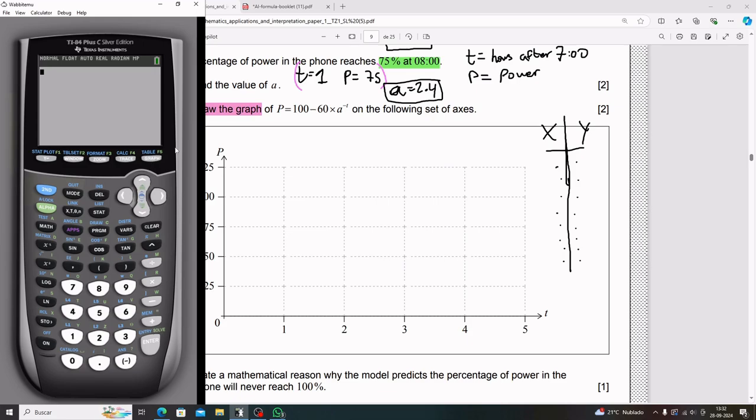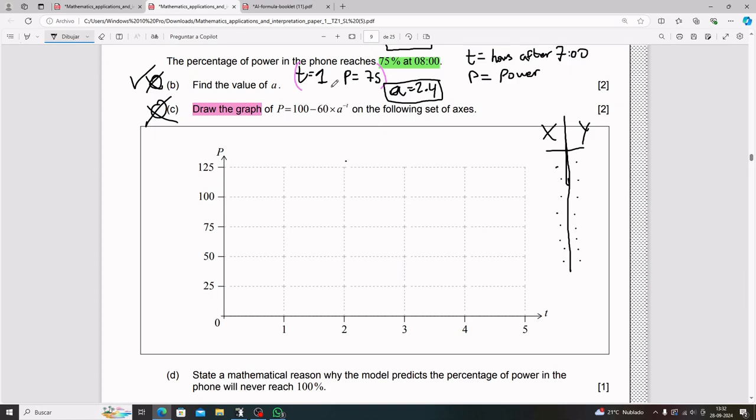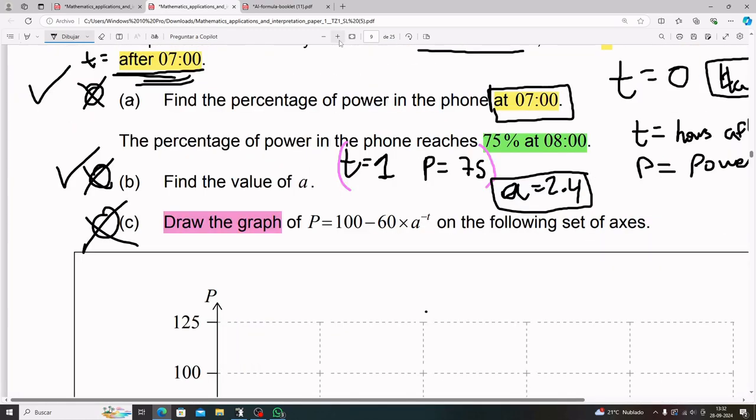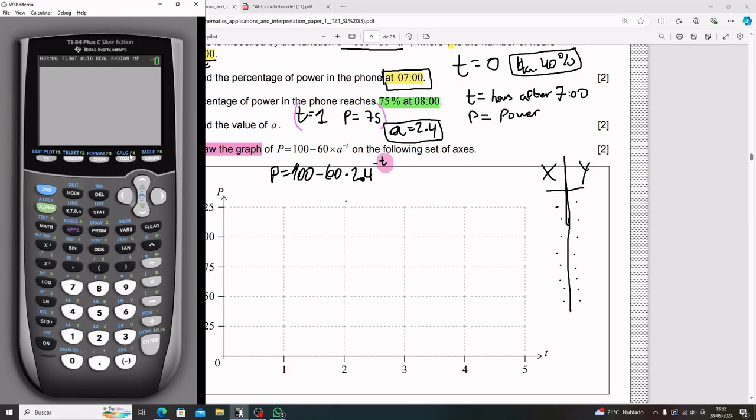The future's now. Anyways, if you want to draw this graph here, now you can graph it because you just found that A is 2.4. So really what you need to be graphing is 100 minus 60 times 2.4 to the power of negative t. And this is graphable because there is only one missing variable. And so if from here you go to your y equals, you can plug in 100 minus 60 times 2.4, which is the a, to the power of negative your variable. ¿Cierto? Negative t, negative x, whatever.